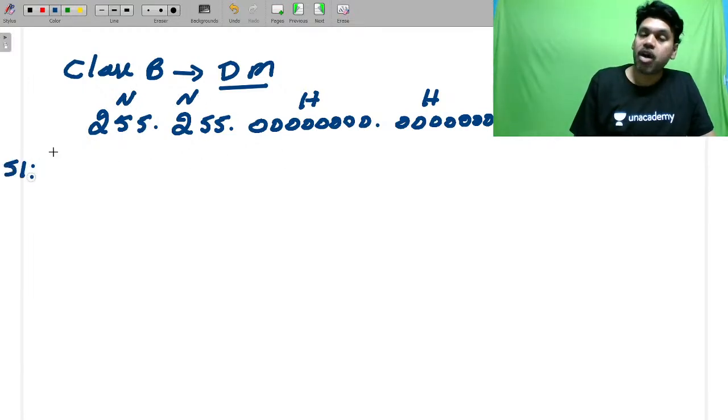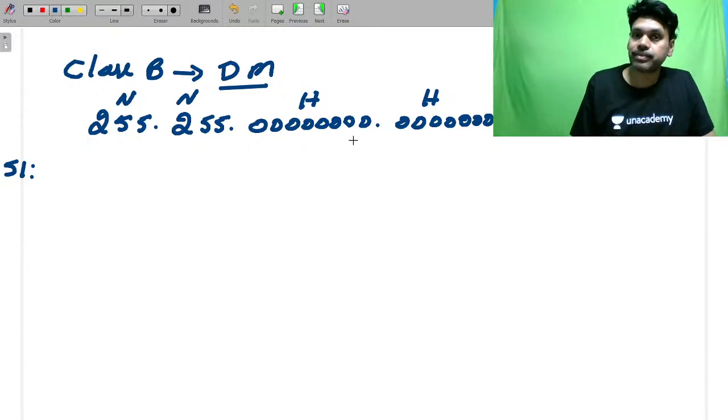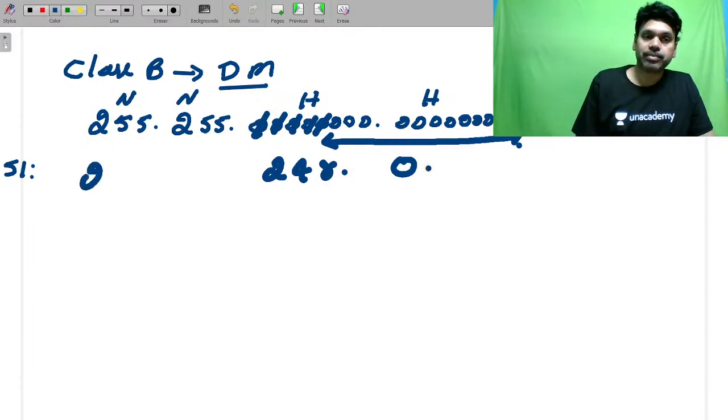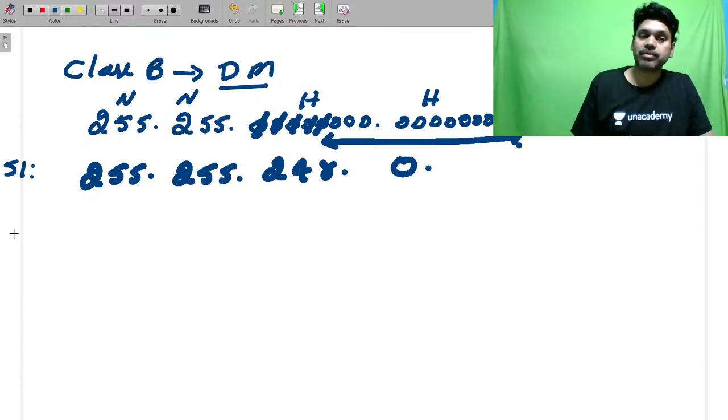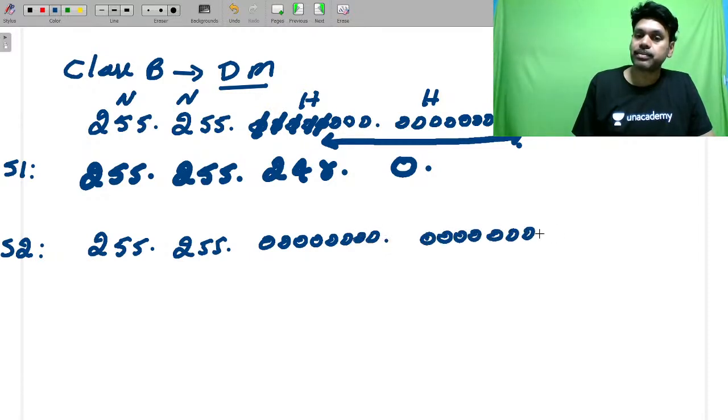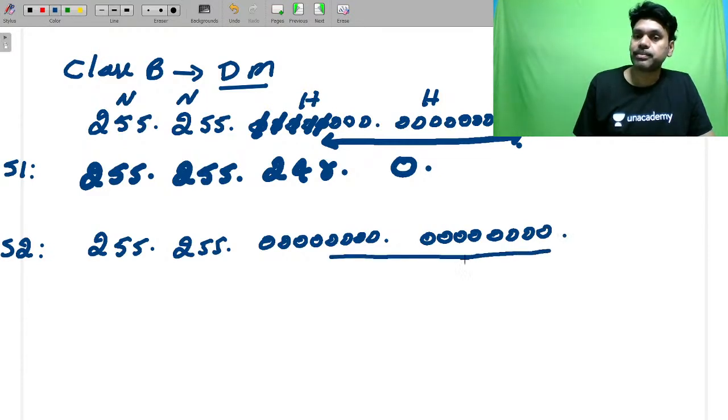So for the first subnet, how many zeros do you need? 11 zeros I need. So 11 zeros I am taking, remaining all ones. 5 ones means it is 248 plus 0. So 255.255.248.0. And subnet 2, again I am taking the default mask 255.255 and 8 zeros are here. So 12 zeros I need, and the remaining are going to be ones. So what is the meaning of it? 240.0.